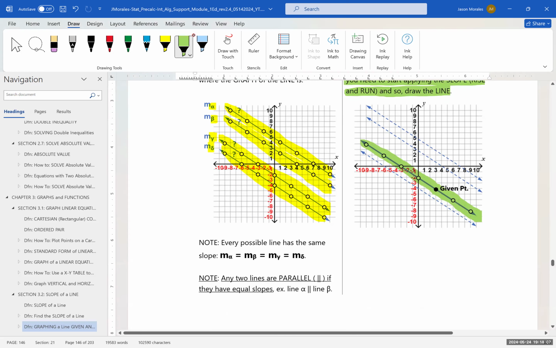Down here on the bottom left, there's an observation I wanted to make about these four lines: the slopes of all four lines are equal, and any two lines are considered parallel if they have equal slopes. So all of these lines are parallel because they have the same slope.